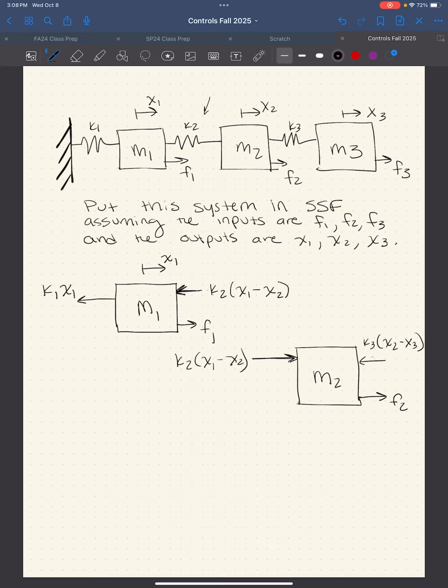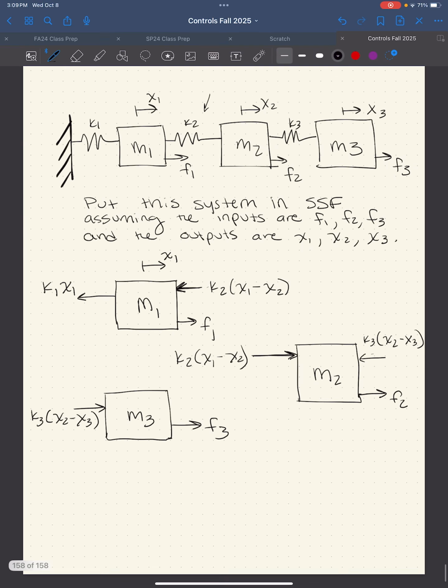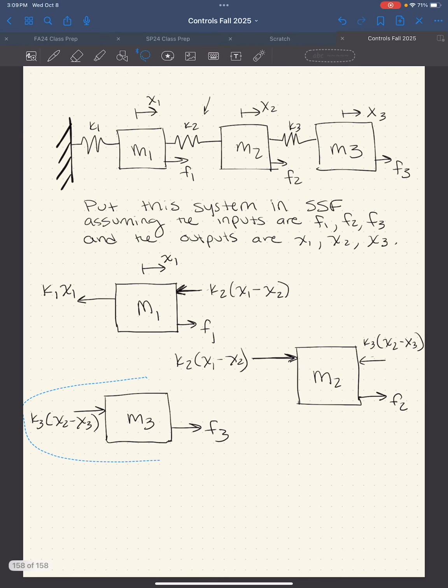That's my spring force. Okay, and then finally I have my mass 3, which has that external F3, and then the equal and opposite spring K3 force. So opposite meaning it pushes in this direction, equal meaning that it's still K3 (x2 minus x3). All right, so those are my 3 free body diagrams.